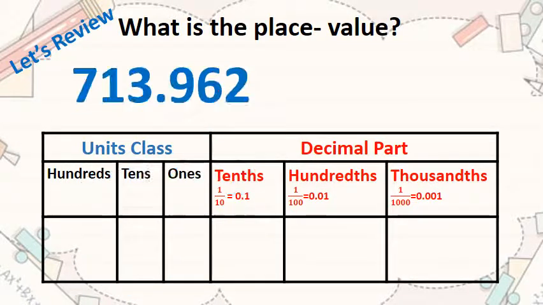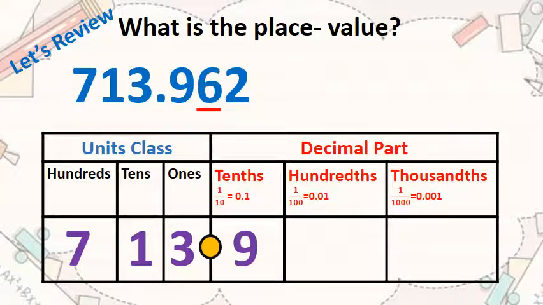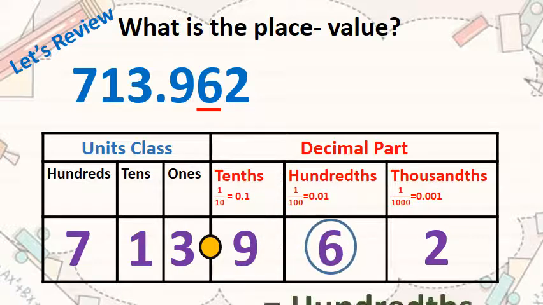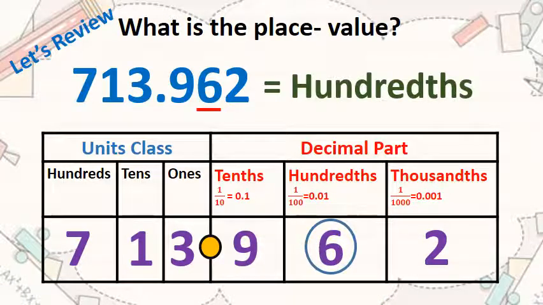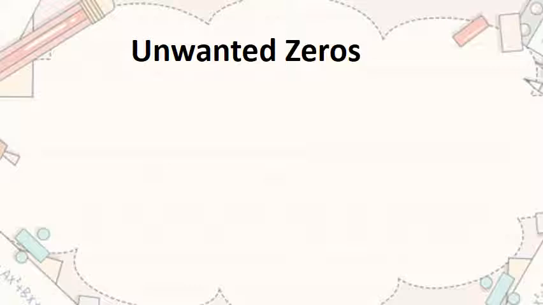Again, the last example, if we have this number, I want to know the place value of the 6. So let's put it in the place value table. This is the decimal point. 3, 1, 7, 9, 6, 2. So what's the place value of the 6? It's in the hundredths place. Now, let's talk about something interesting, the unwanted zeros.